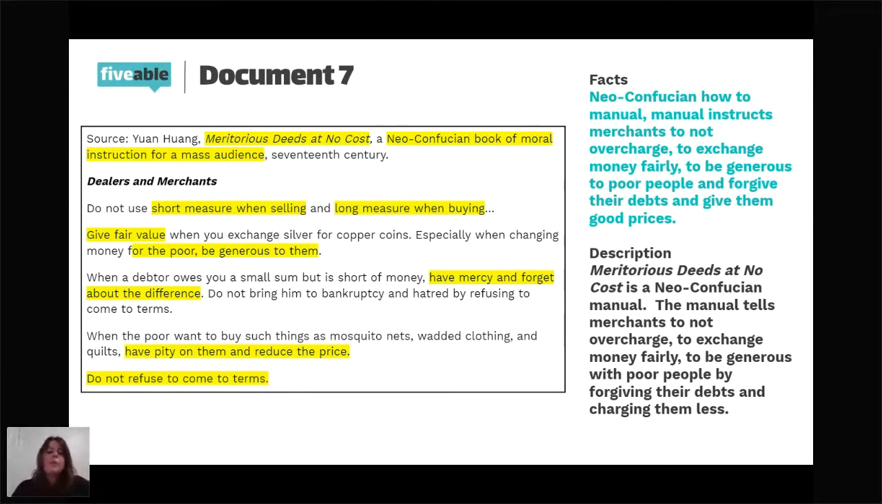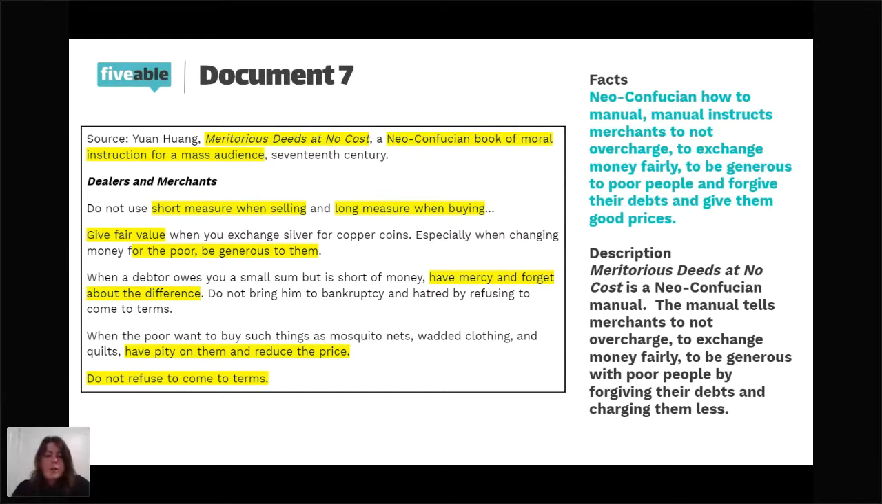So they're like, but look at this. This is interesting. When you're dealing with the poor, be generous to them, right? Don't charge them too much. You can tell they're poor. Let's read on. When a debtor owes you a small sum but is short of money, have mercy and forget about the difference. So they owe you money, they're short on money. Just let it go, man. If it's a small amount. Well, how many merchants? We need Neo-Confucianism in America. I would like my debts forgiven. So I got a feeling the merchants aren't going to like this.